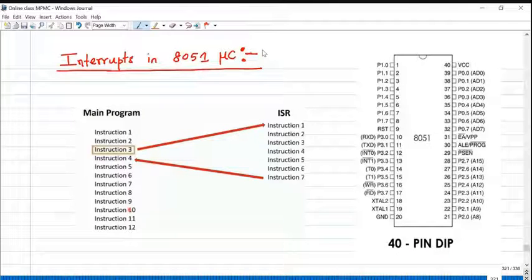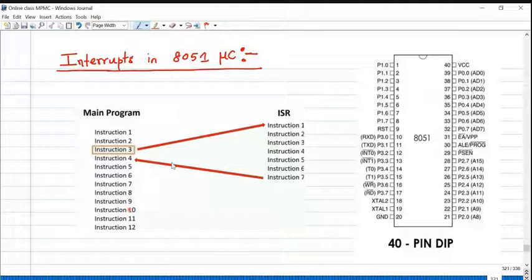So this theory part and programming part are both available for the lab also. This programming part is available in your theory as well as lab, so parallelly we are doing that. Your lab experiment is covered and the theory part is also covered, so that you can understand easily. The last topic is interrupts in 8051 microcontroller.